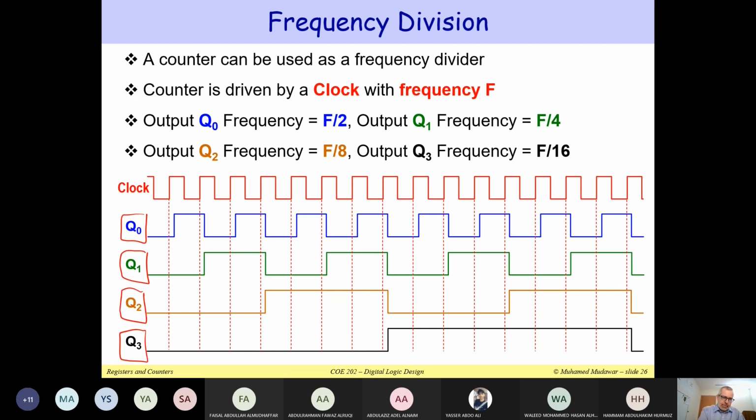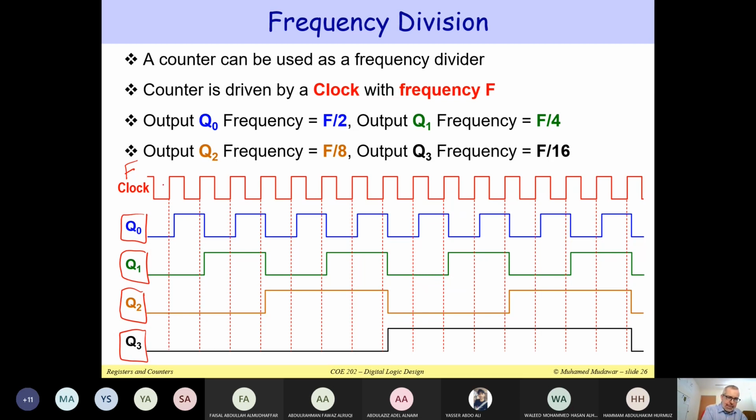So now, the output Q0 is going to change every other cycle. You can see that here, if this has a clock frequency which is F. Notice that Q0 has the same waveform as a clock, even though it's delayed by delta. But you can see that its clock period is twice the clock period of the clock.